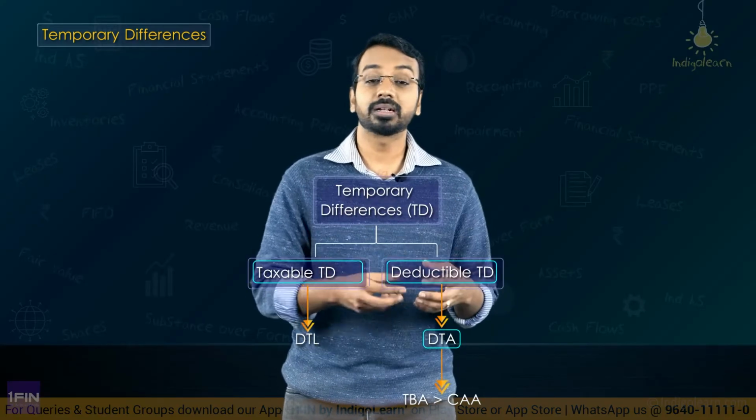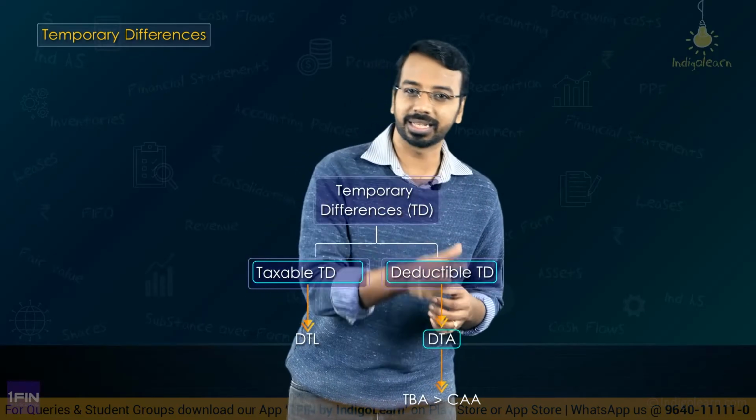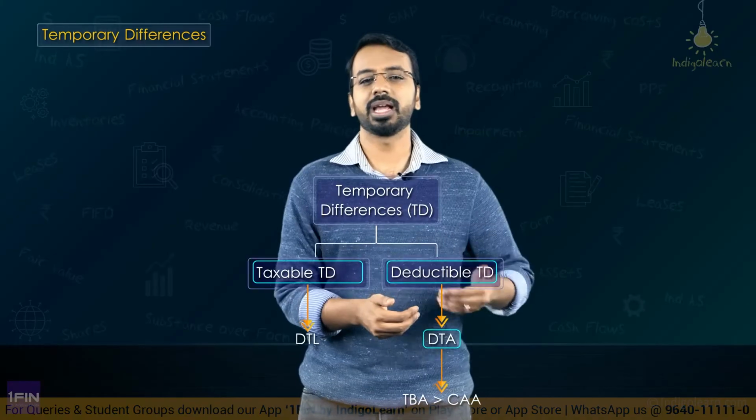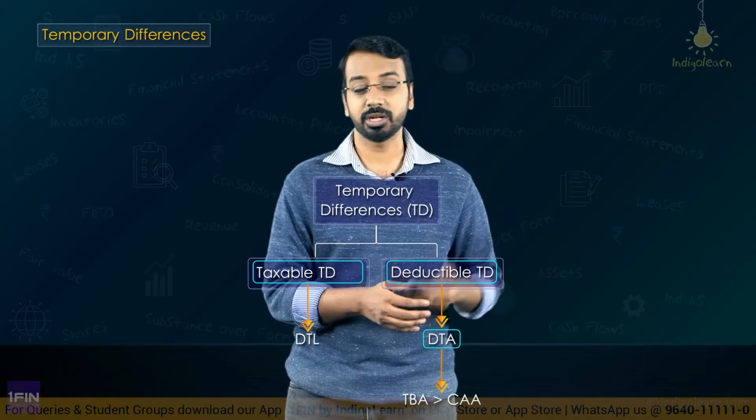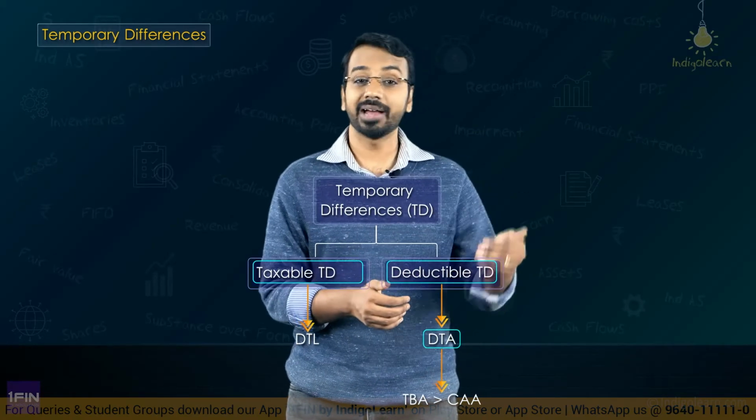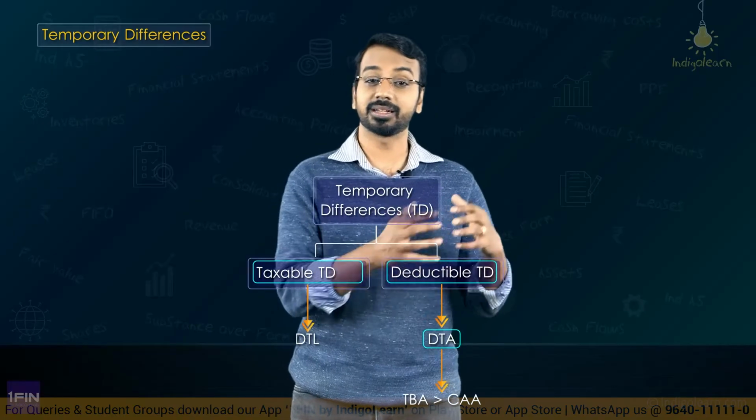Now, what is the impact of the tax base of an asset being greater than the carrying amount? In the future periods, you will get higher deductions in terms of depreciation, and because of that, you will have lesser tax payable, and hence it's a deferred tax asset.